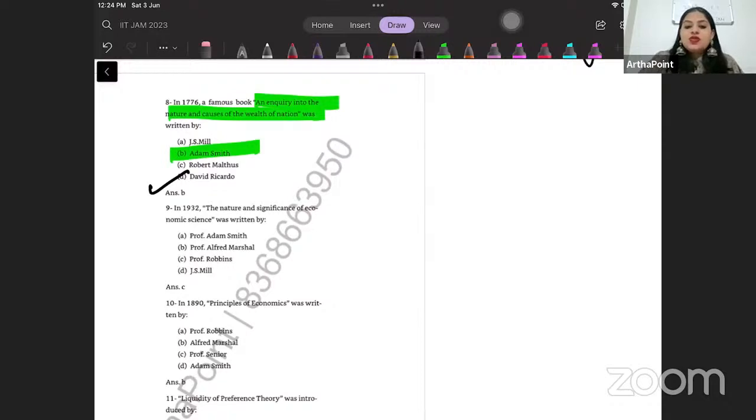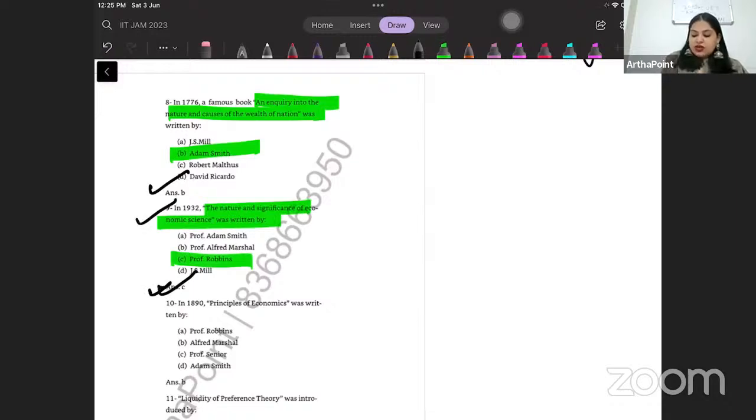So the next question says, in 1932, the Nature and Significance of Economic Science was written by. So this was given by Professor Robbins. So the correct answer to this question, beta, ये सब is related to NET exam. You have to prepare this. So this is again Professor Robbins who gave this book in 1932.